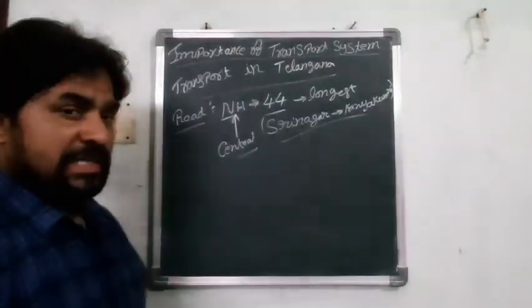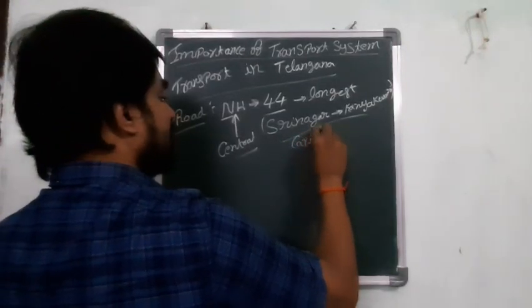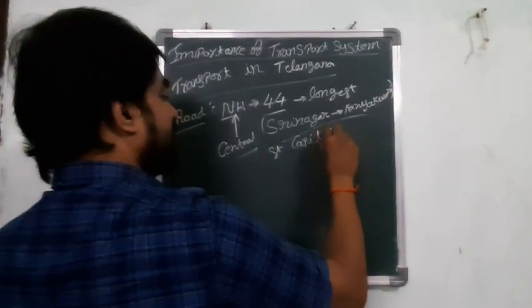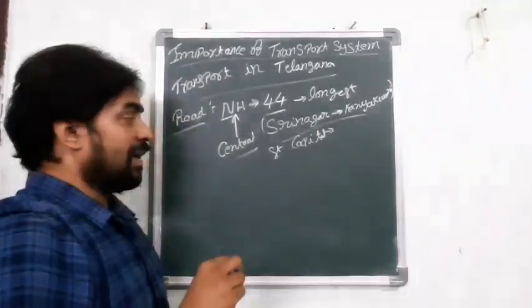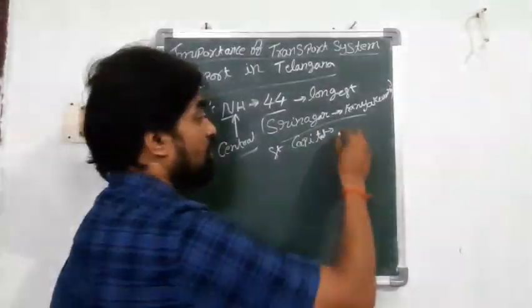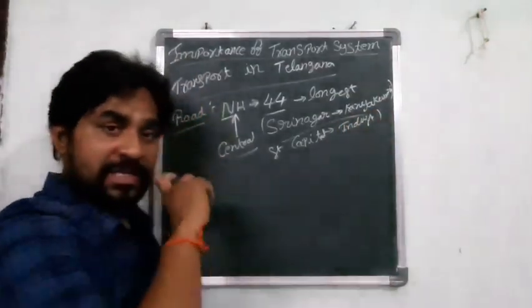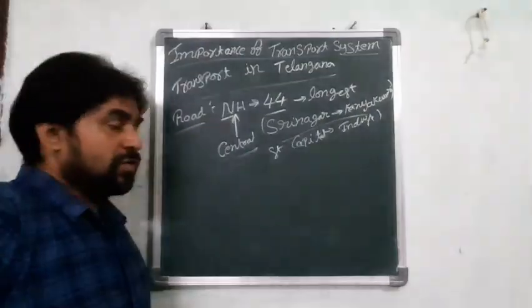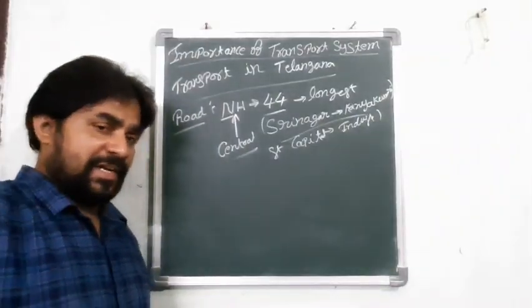These national highways are connecting one state capital to another state capital, or one state capital to another industrially developed area. Like that, these national highways are connected.